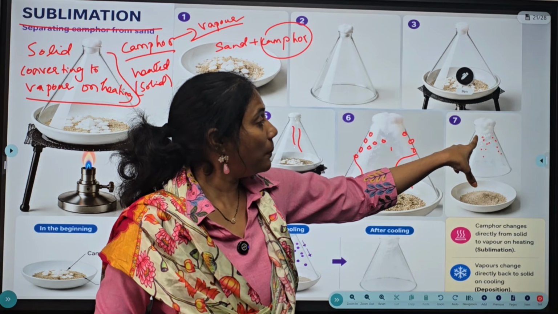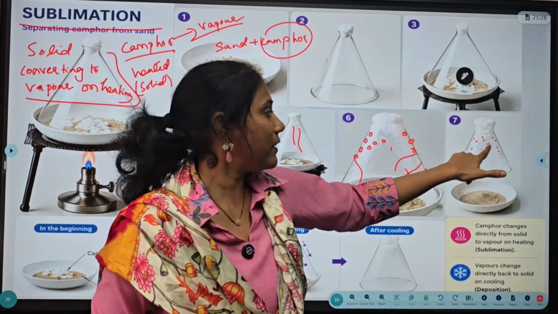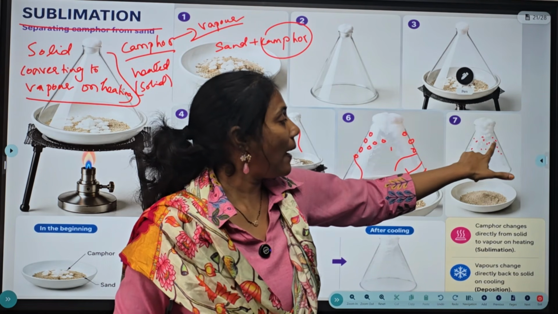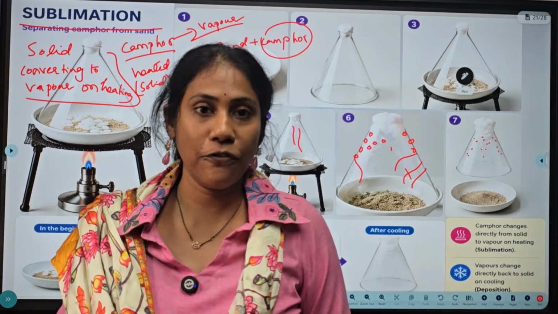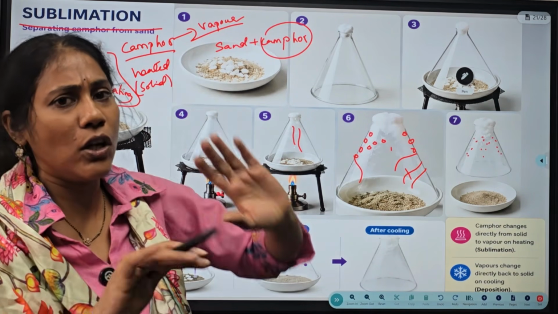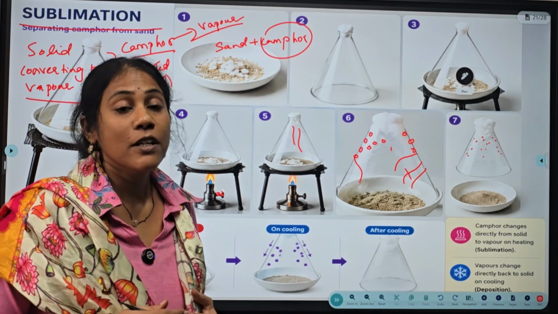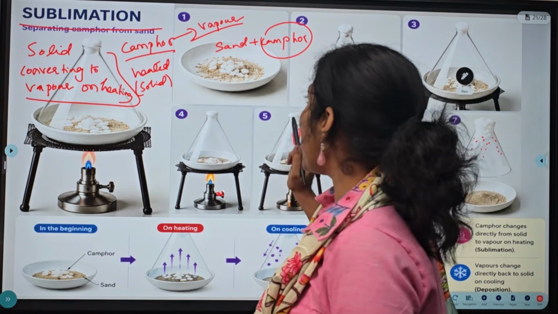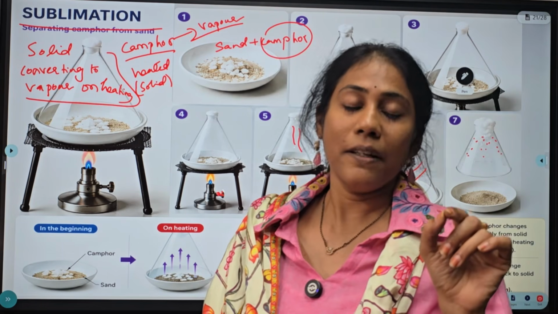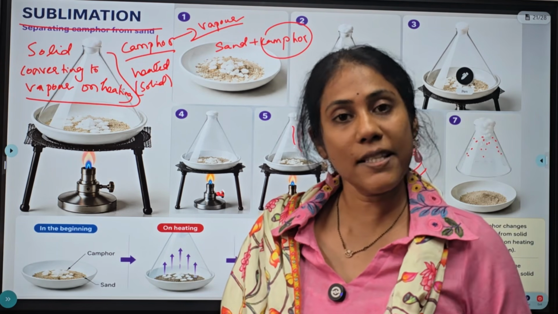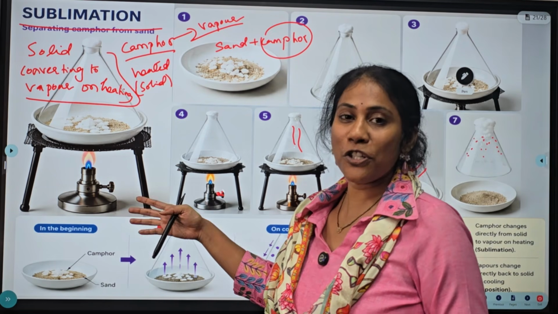The moment the vapors touched the funnel, the vapor became solid. That's how you will observe the crystals of camphor sticking onto the funnel itself. From the funnel you will collect all the camphor back, and your sand is left free from camphor. So anything which has a sublimation property can easily be separated using the process called sublimation. Can all things be separated using sublimation? No.